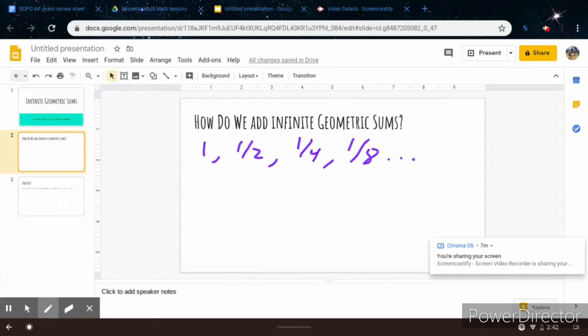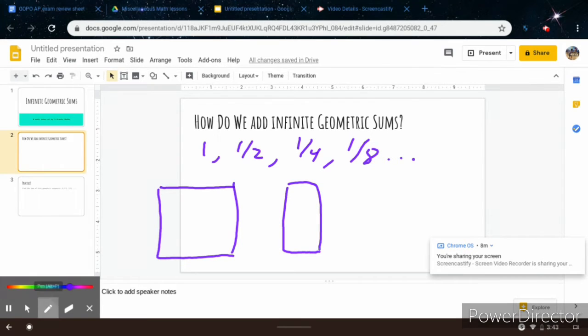So this is a geometric series. Well, we can first represent the 1 as 1 whole square. So if the 1 is 1 whole square, then 1/2 could be represented as 1/2 of a square. And then if 1/4 is 1/4 of a square, then 1/8 should be 1/8 of a square. Then 1/16, the next term in our series, should be 1/16 of a square.